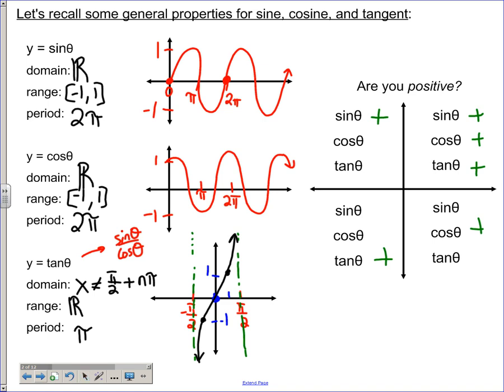That means that the rest of these are negative. Cosine and tangent are negative in quadrant 2. Sine and cosine are negative in quadrant 3. Sine and tangent are negative in quadrant 4. That's going to really help us out when we're solving trig functions the rest of this section.